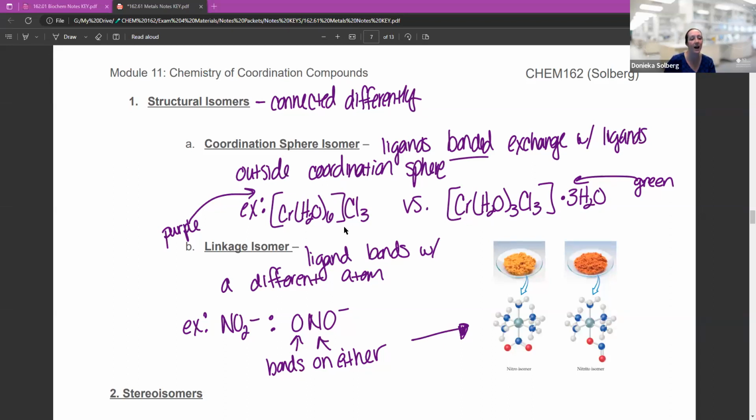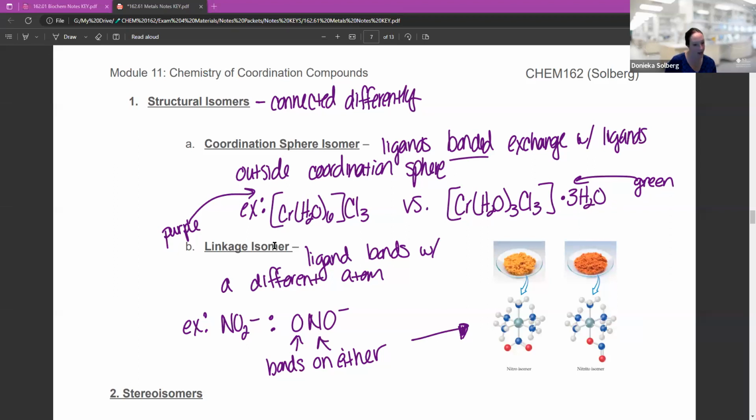So for example, if I have this compound, this is a purple compound, chromium with 6 waters on it, and then not attached to it are 3 chlorides. If they switch places in any way, so this compound, I only have 3 waters and 3 chlorides on the inside and 3 waters on the outside. So now it's the same formula, but it swapped 3 waters for 3 chlorines. This would be a coordination sphere isomer, and they are actually different colors. So depending on how they're bonded, you're going to get those different colors.